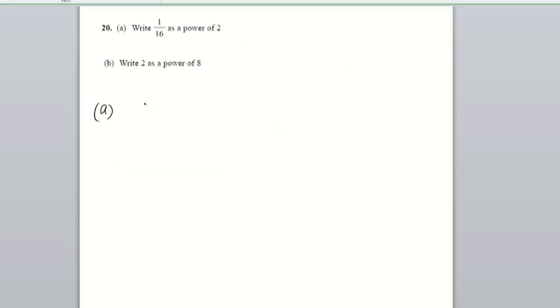Right, we have to write a 16th as a power of 2. So first of all, 1/16 I could rewrite as 16 to the power of minus 1. The next thing I need to do is express the 16 as a power of 2 and then raise it to power of minus 1. So 16 is 2 to the 4. Work it out yourself. 2 times 2 is 4, times 2 is 8, times 2 is 16. So we've got 2 to the 4 to the power of minus 1.